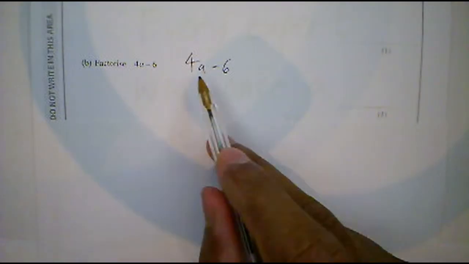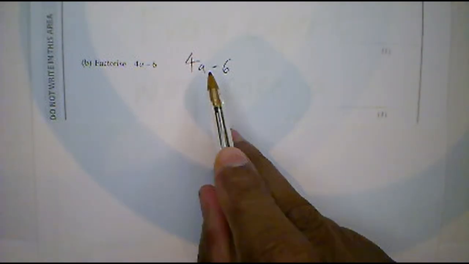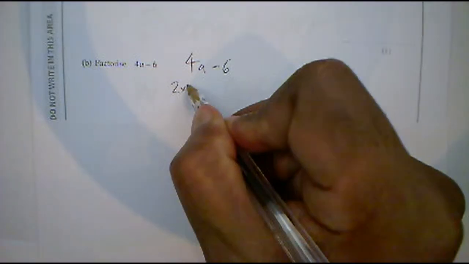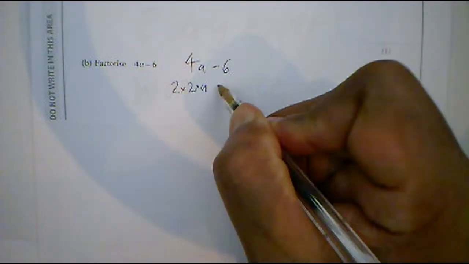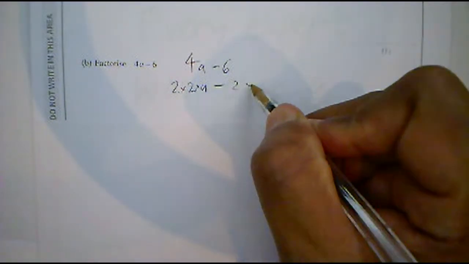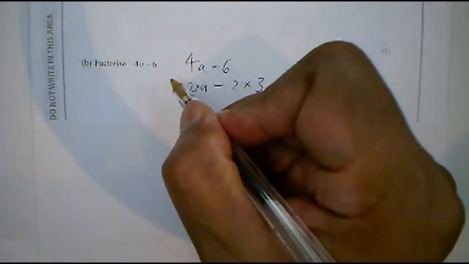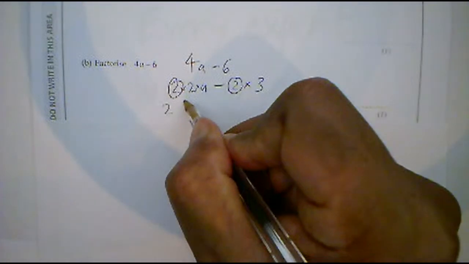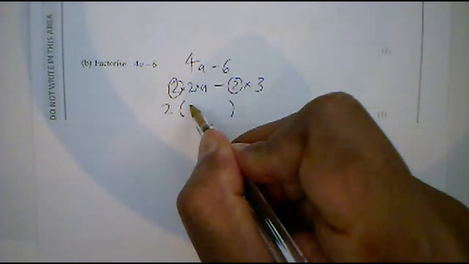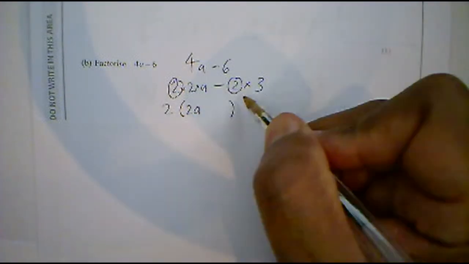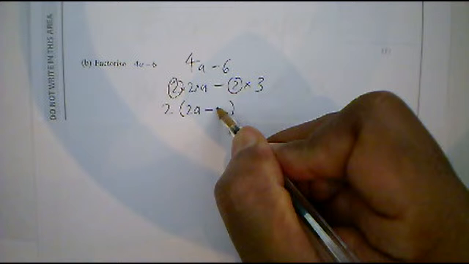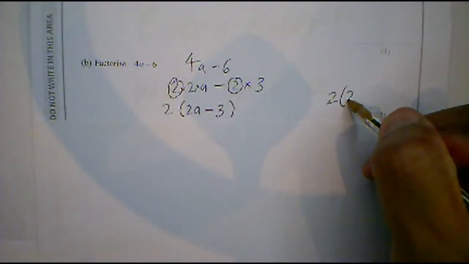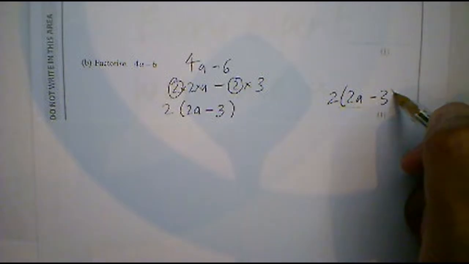So if I look at this, I'm looking for what number goes into both. And I can spot that 4 is 2 times 2. And 6 is 2 times 3. So I can see that I've got 2 here and I've got 2 there. So I'm going to have 2 on the outside of my brackets. And I'm going to have 2a on the inside. Take away 3 is left. So I've got 3 there. So my final answer is 2 bracket 2a take away 3.